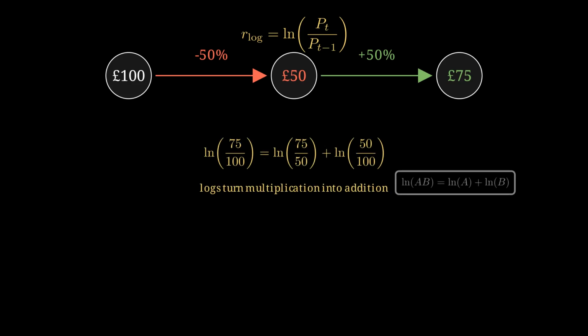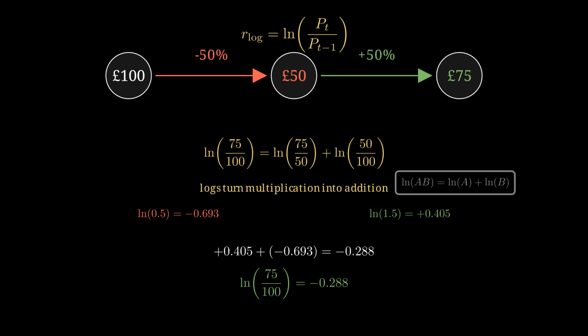The logarithm turns multiplication into addition. So ln of 75 over 100 becomes ln of 75 over 50, plus ln of 50 over 100. Numerically, that is plus 0.405 plus minus 0.693, which equals minus 0.288. And that exactly matches ln of 75 over 100.